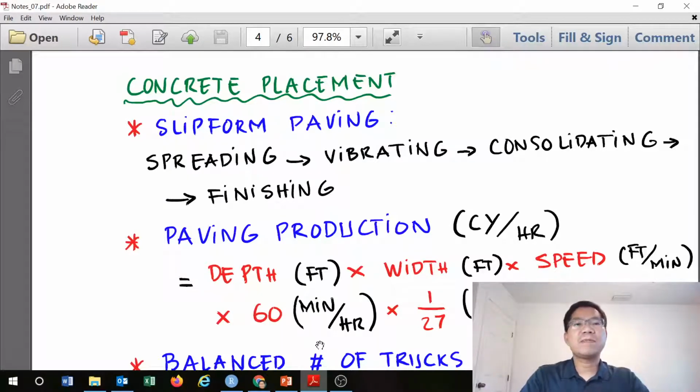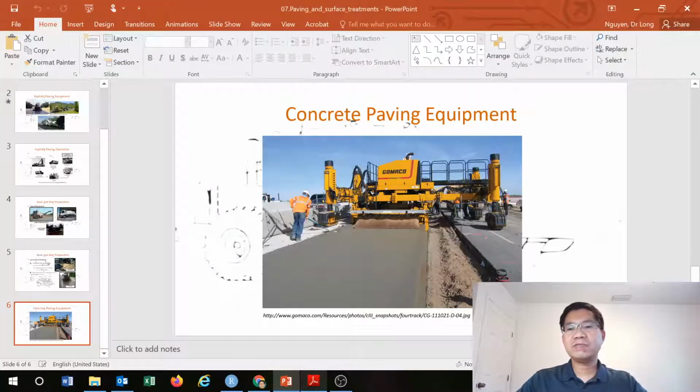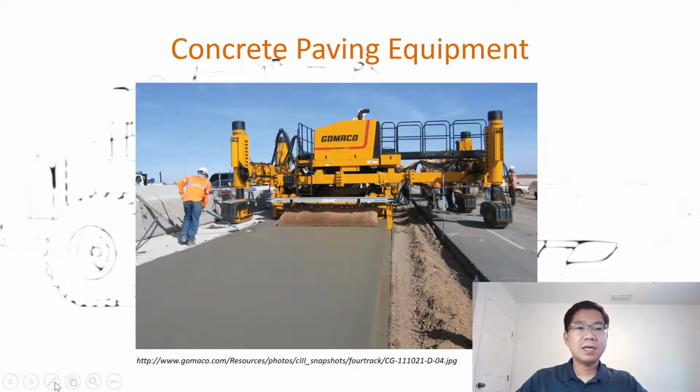So how does it work? Basically, the slip form paving is able to spread the concrete, vibrate, consolidate, and finish. And then when the paver leaves the area, the concrete has already gained strength without any form. So that we call slip form paving. And that is shown in this figure here, as you can see, this is the slip form paving.